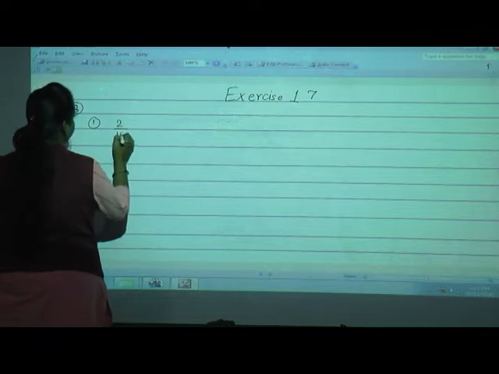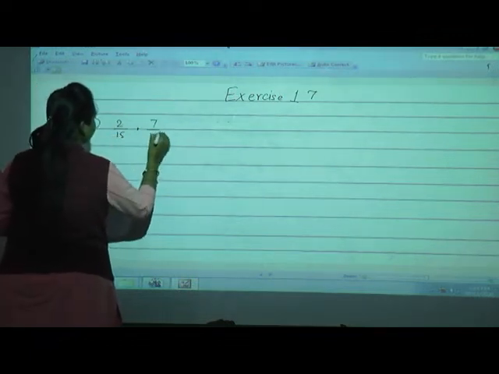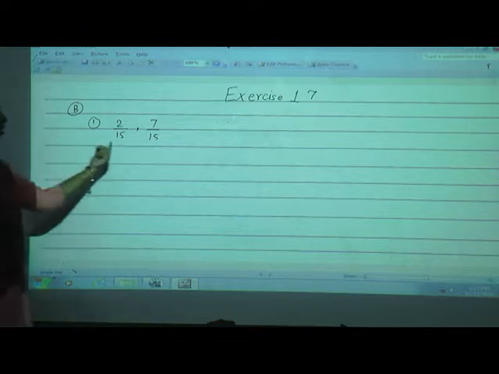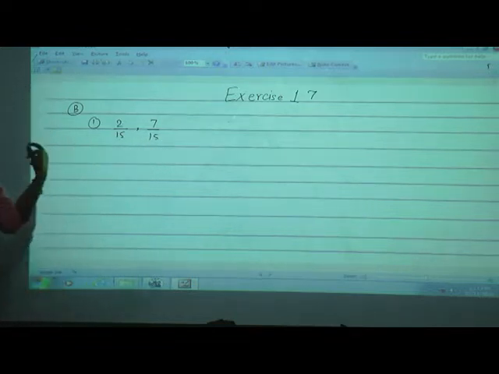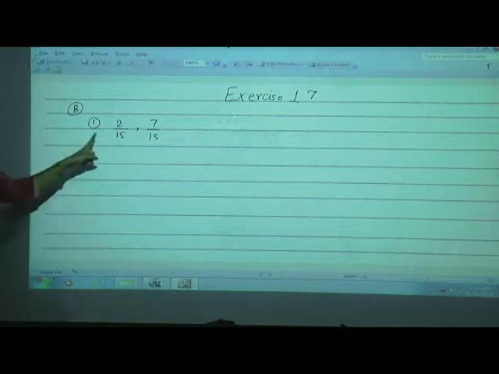2 upon 15, 7 upon 15. Now see, in this question we have to find out which fraction is smaller. But here the denominators are the same, isn't it? So we can compare easily. Now tell me which is smaller? Of course 2 is smaller.